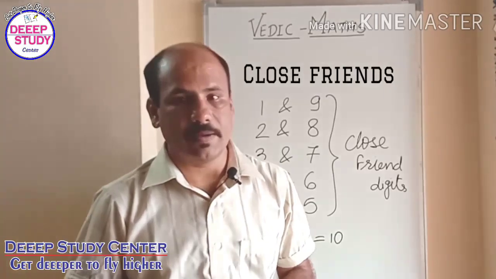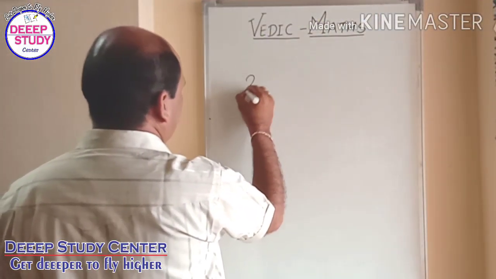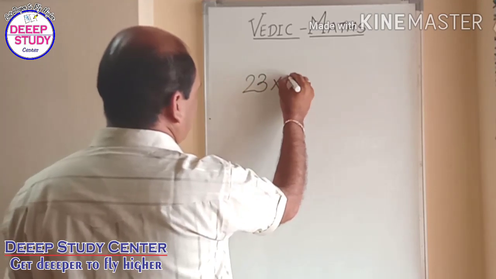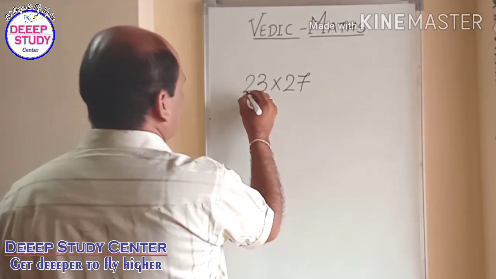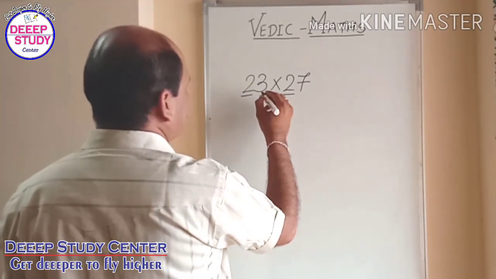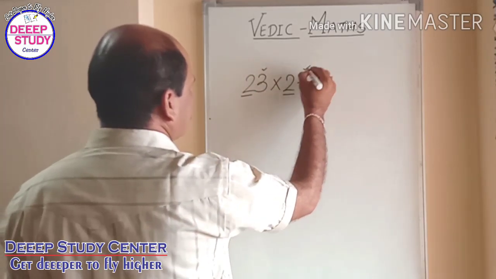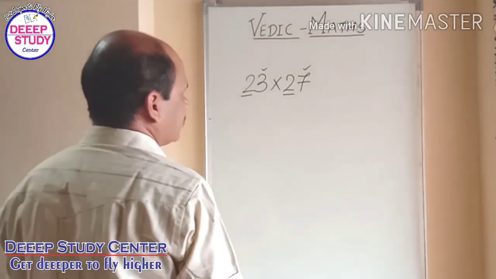So let's take the example of our trick. Suppose we have to multiply 23 into 27. See here, the tens digit is the same, it is 2, and the sum of the unit digits is 10. So these are close friends.